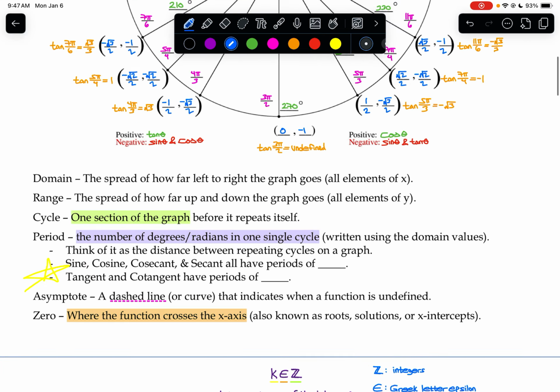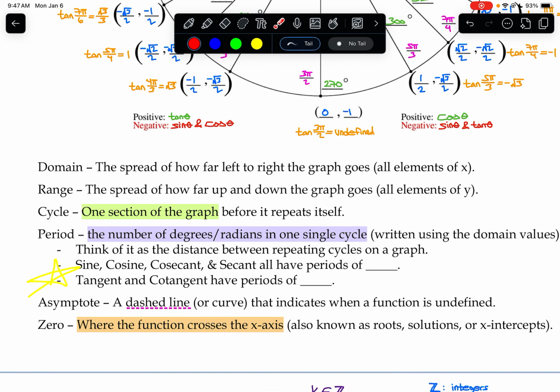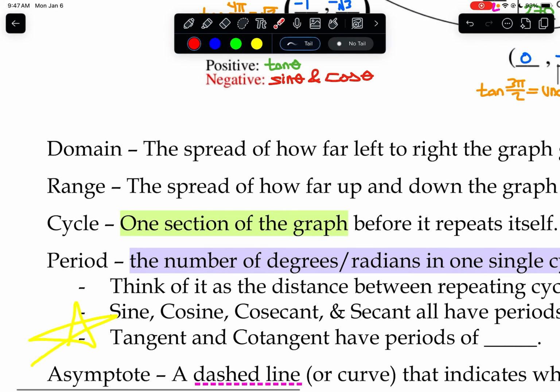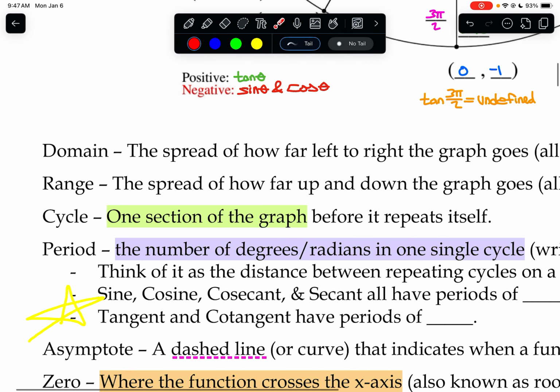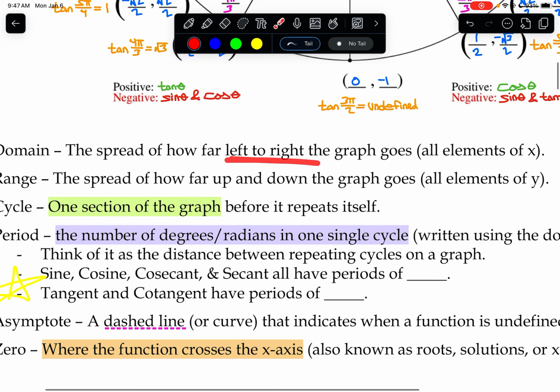All right, so some really important vocab that we're going to talk about first is just domain and range, which hopefully is not new. Domain and range, of course, we talked about all the way back from middle school. Your domain is going to be the spread of how far left and right your graph is going to go. And then your range is going to talk about how far up and down your graph is going to go.